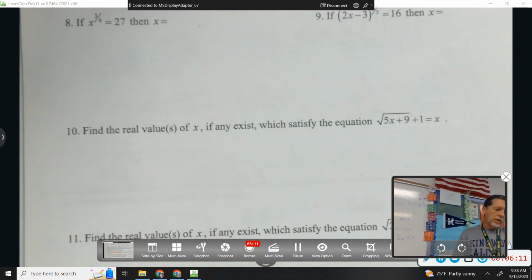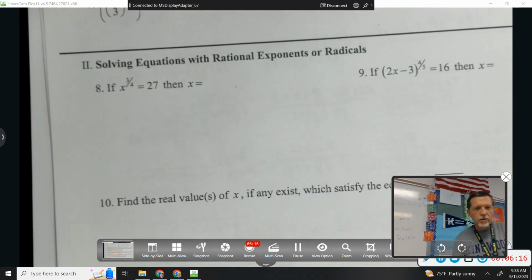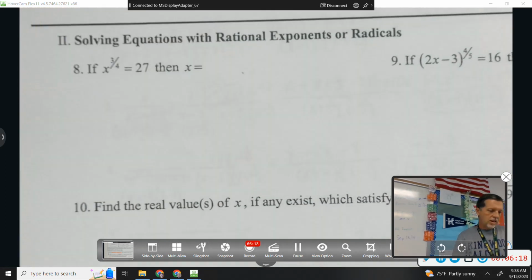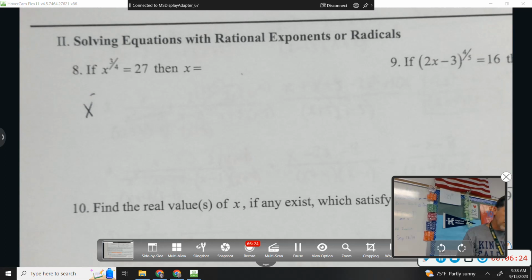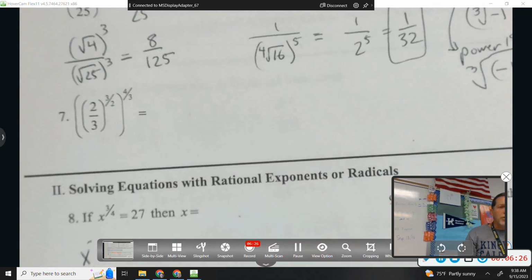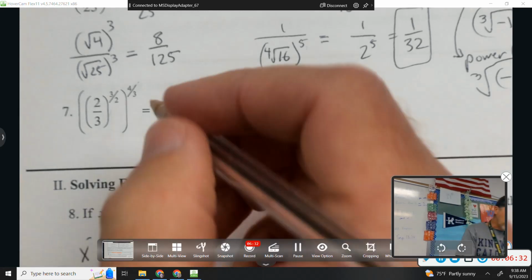All right, now some equations. If x to the 3/4 equals 27, then how do I counter that x to the 3/4? Did I skip something? Oh yeah, it's hidden right here, number 7. Oh, power to a power, which is good because that's going to lead us into number 8. You multiply the 2 powers. Multiply the 2 powers.